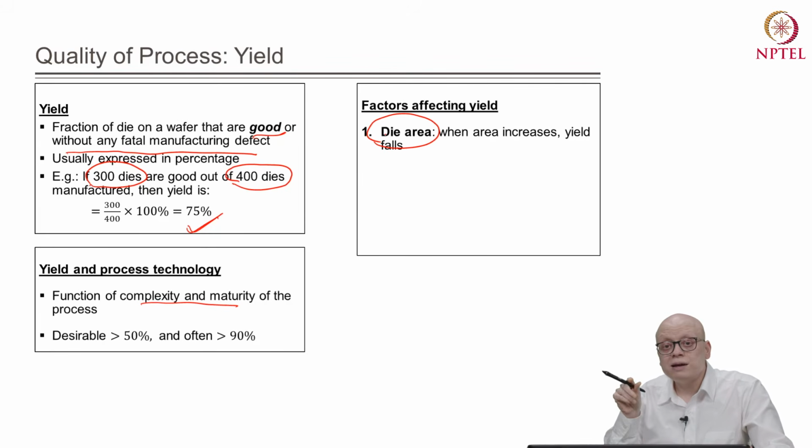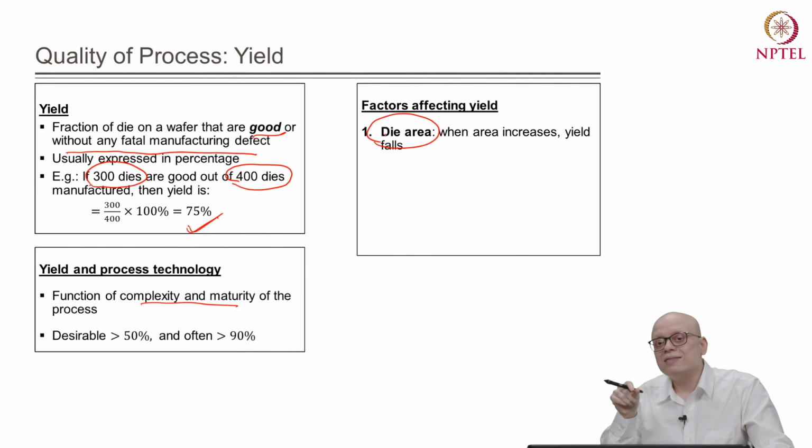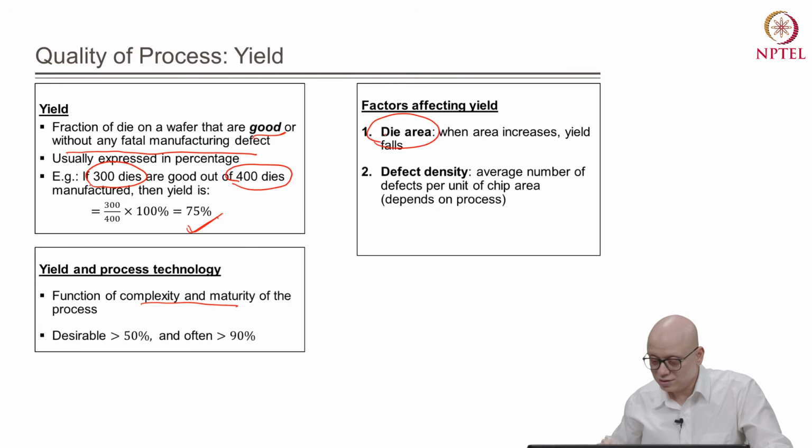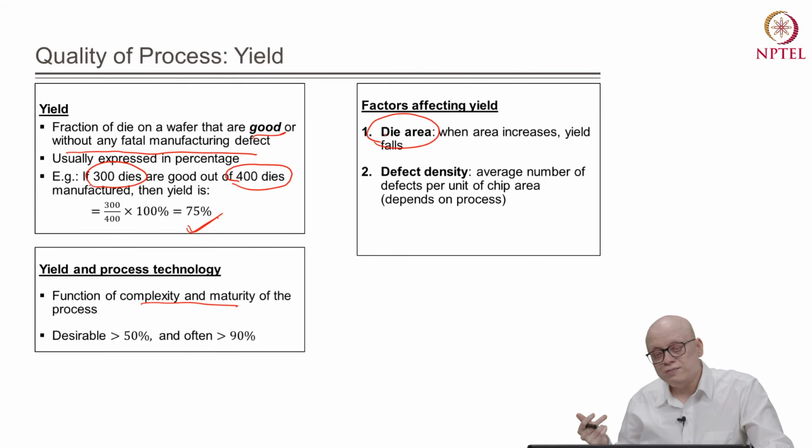When the chip area or the die area increases, the probability of having a defect on the chip increases, and therefore the yield comes down. Similarly, the defect density is basically a function of the process technology and how mature it is. So, the yield will depend on the defect density. It is defined as the average number of defects per unit area of chip.